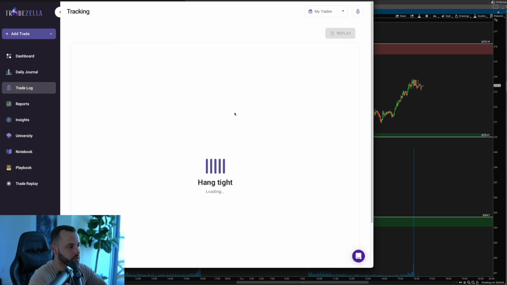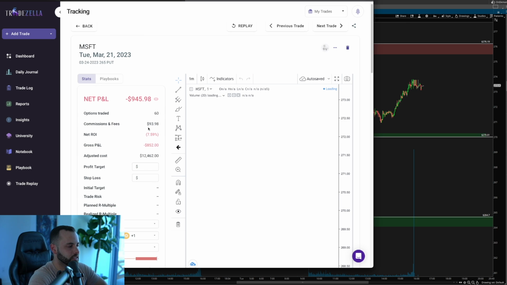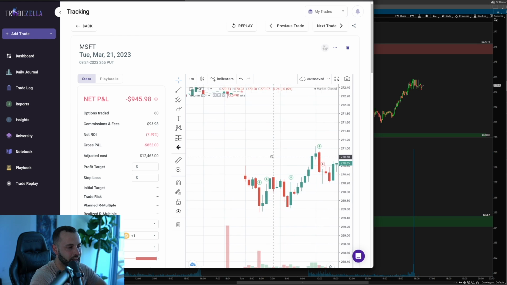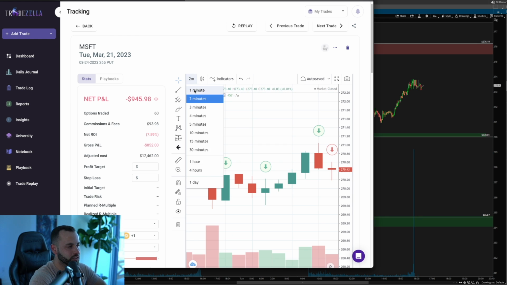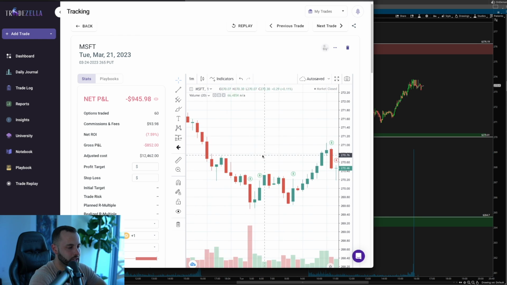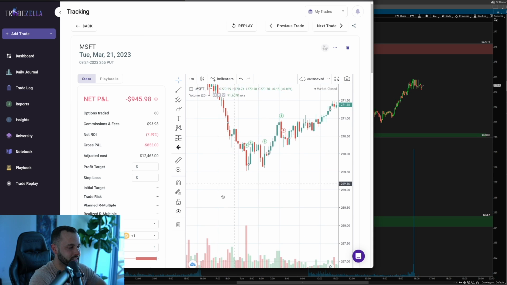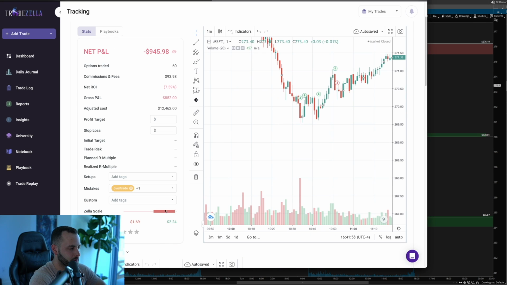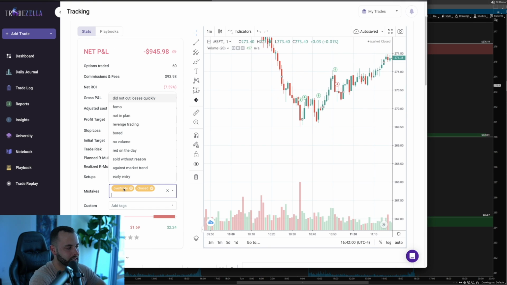So if we go into the Microsoft trade, you guys can see about a 7% loss, $945. And really, I just got a little bit too overzealous, maybe chased this one a little bit. You can see my mistakes here were over trade and also was oversized, I believe is what I put. If I can get this to pop up, you can see, yeah, chased and over traded, right? Didn't have to take this trade. Got a little bit chasey here.